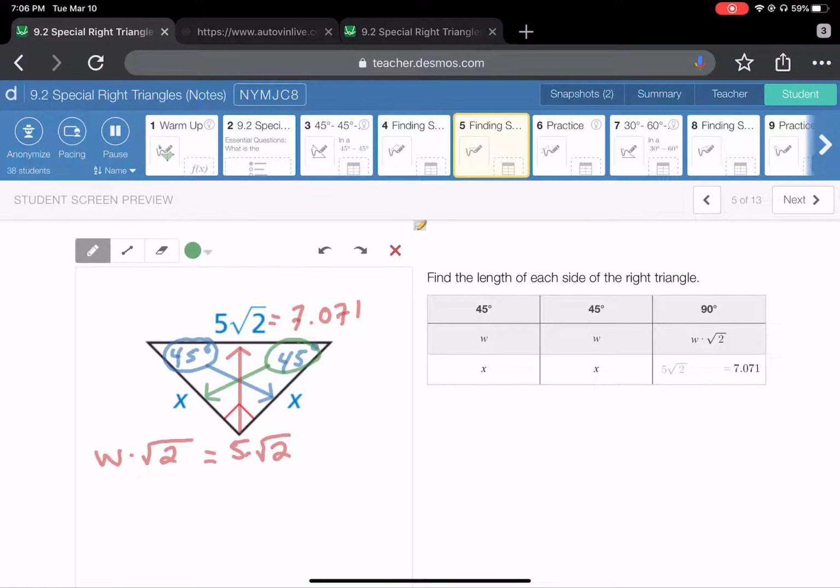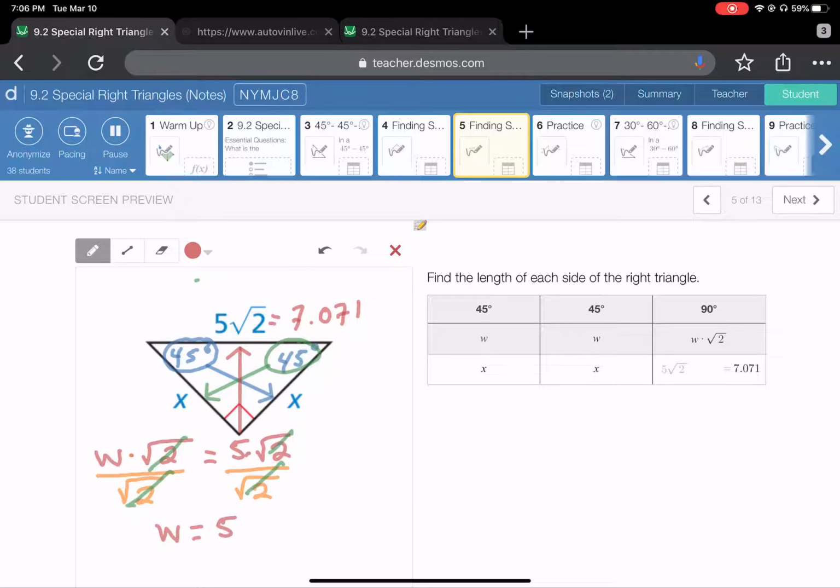But we're going to solve it just so that we can show that this is actually equal to 5. Here we have a multiplication, so we do the inverse to isolate the w. We're going to divide both sides by the square root of 2. Square root of 2 over square root of 2 gives us 1. Basically we cross that out, and that leaves us with w is equal to 5.